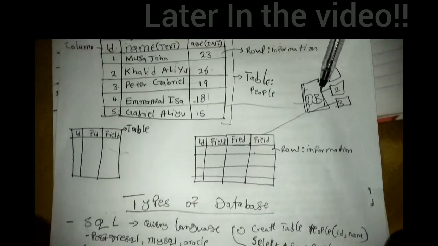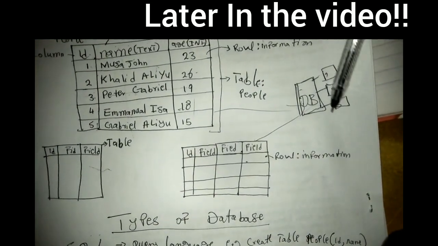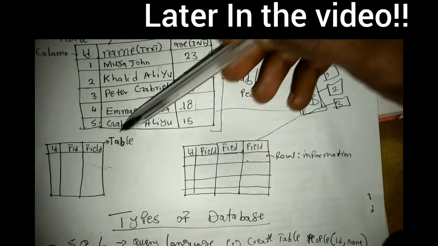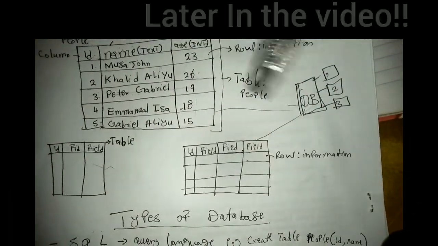A single database can have multiple tables, and every table has its own name. You can see we have this table, we have that table, we have this table.